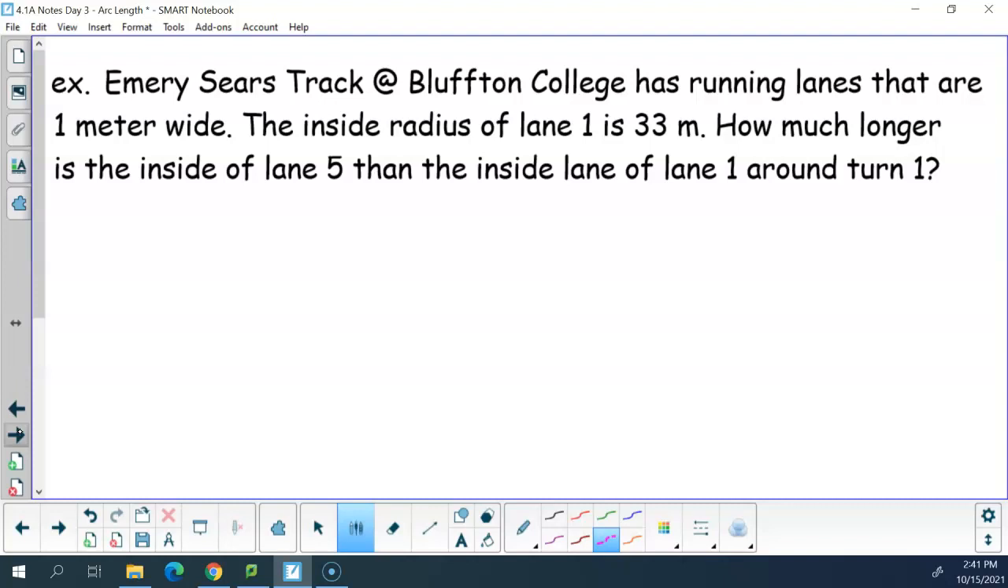Okay, so first off, we got to know what a track looks like. It's an oval. Circle track? It's an oval. That's why we got to decide. Do we have any track athletes in here? Do you run on a circle or do you run on an oval? We run on a track. No, we run on an oval. But it should be a circle.